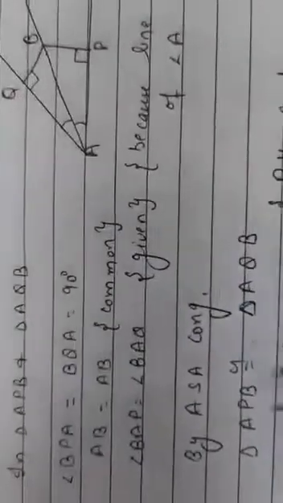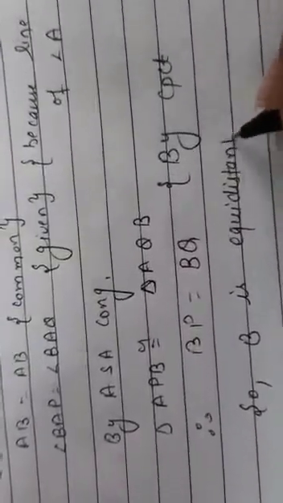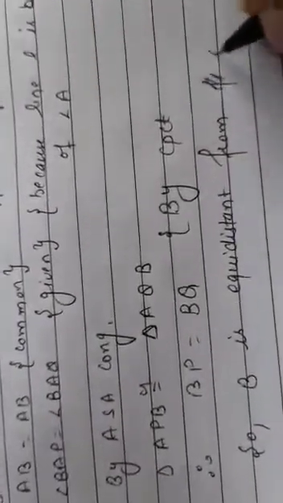So we can write that B is equidistant from the arms of angle A. Clear?